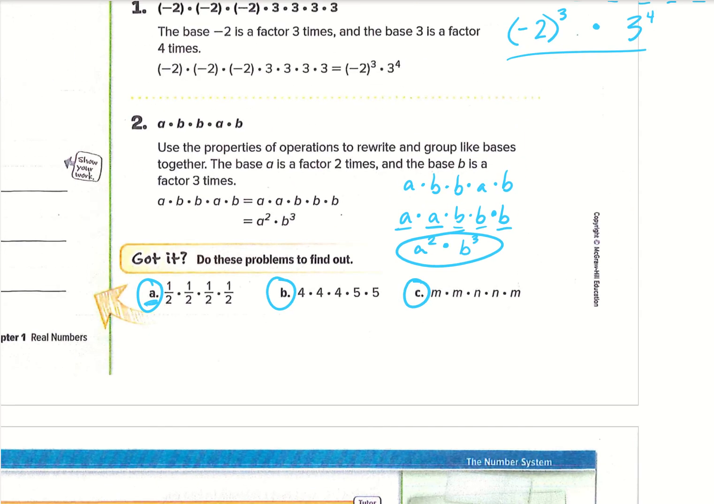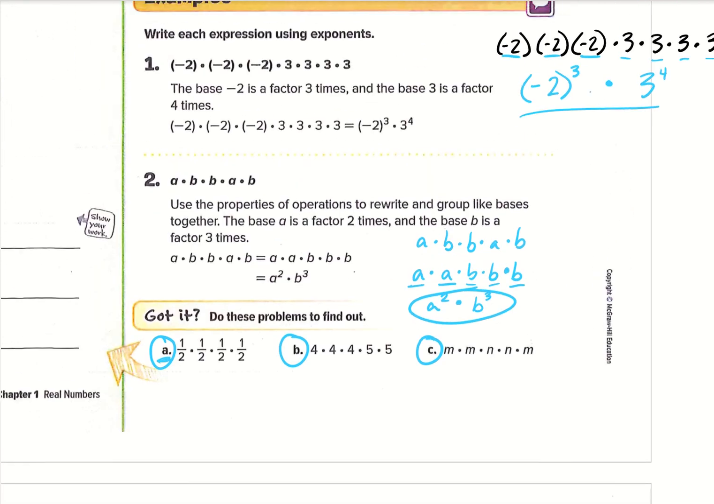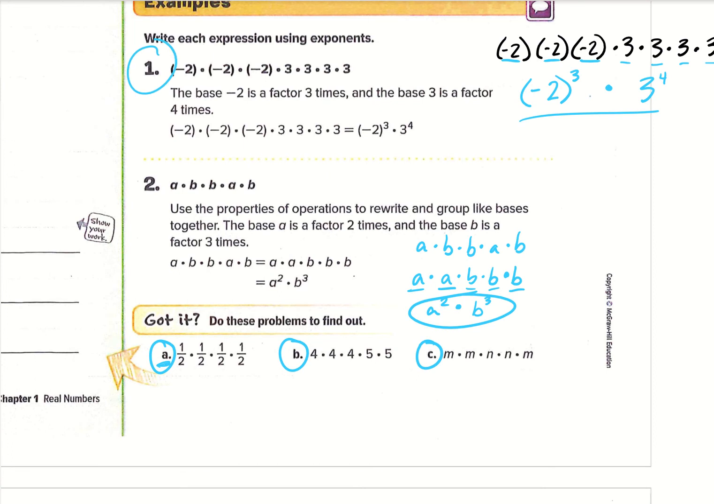But your hint is to treat it the same way that we treated the negatives up here in example 1. All right? And then the other two, I think you won't have too much trouble with them if you understood 1 and 2. So go ahead and do that, and then we will move on again.